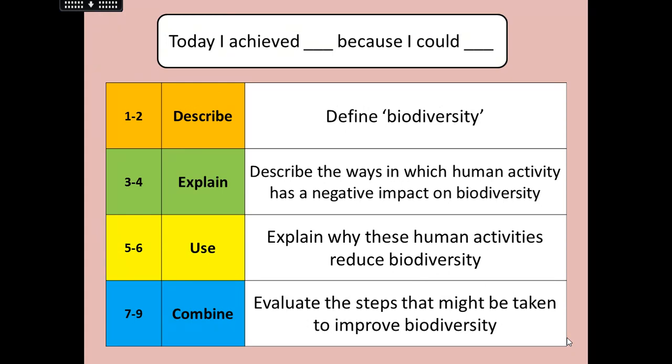All right, choose your today I achieved sentence. So today I achieved explain, for example, because I could describe the ways in which human activity has a negative impact on biodiversity. So choose the one that's best for you. Pause the video if you need to.